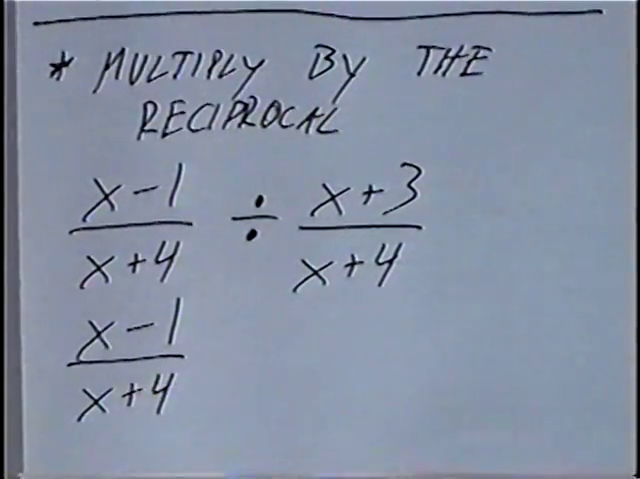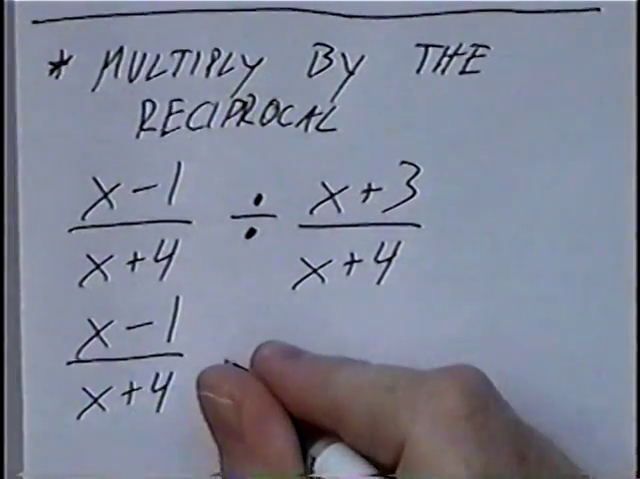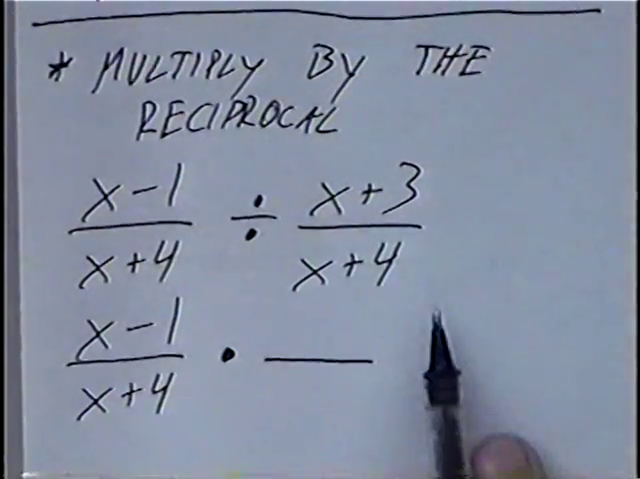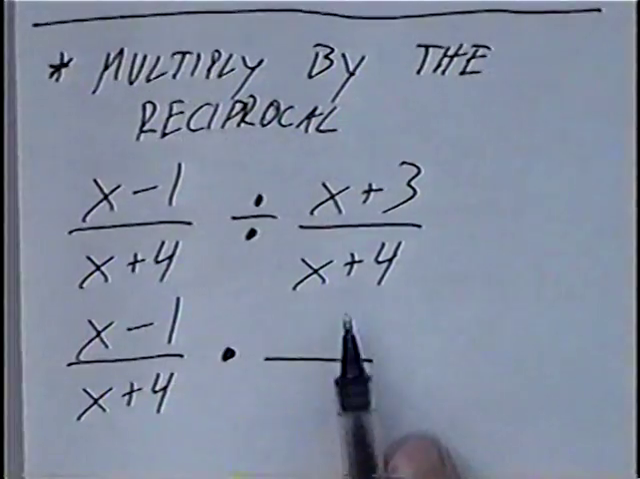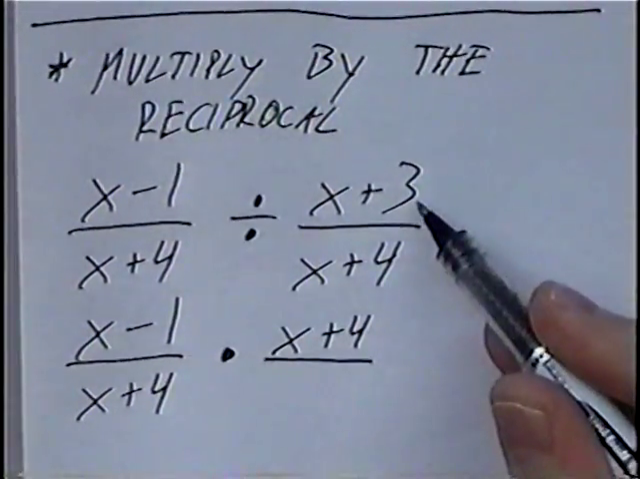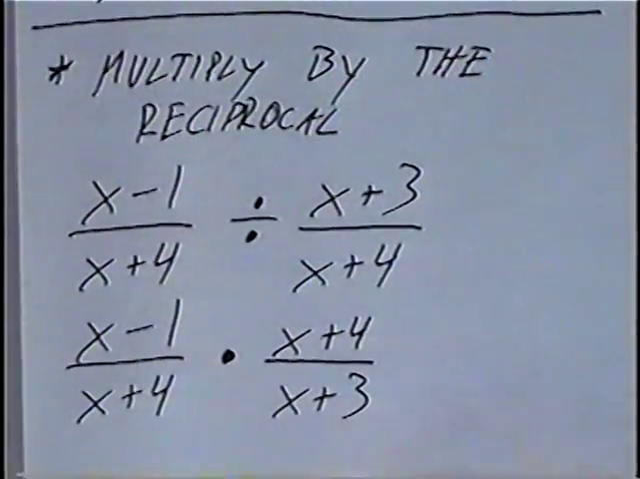And looking back at the definition for the section, we'll multiply by the reciprocal. So instead of dividing, we can change that to multiplication. And the reciprocal of the second fraction is the same fraction, but flipped upside down. So x plus 4 will become the numerator, and x plus 3 will go to the bottom and become the denominator.